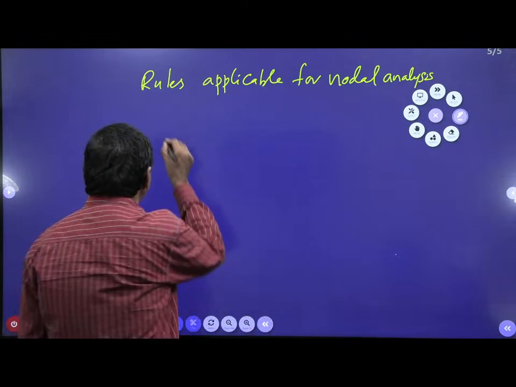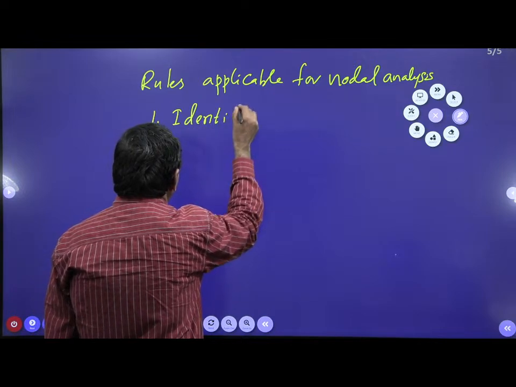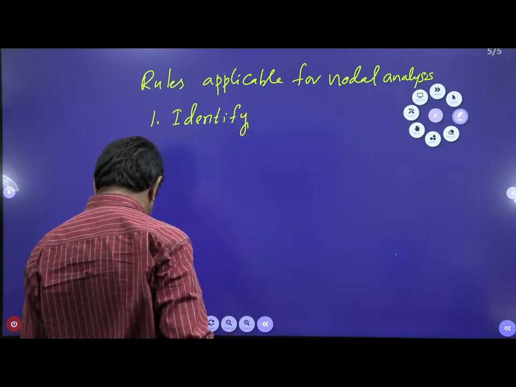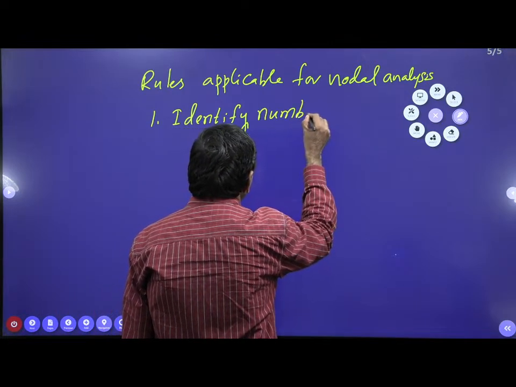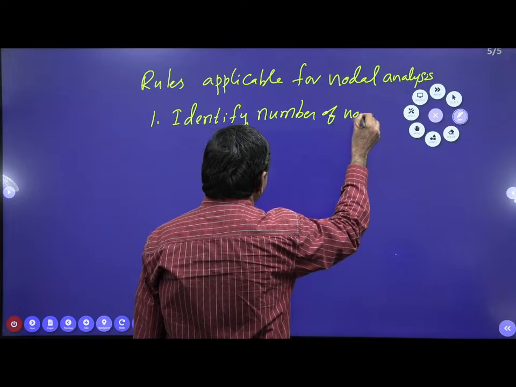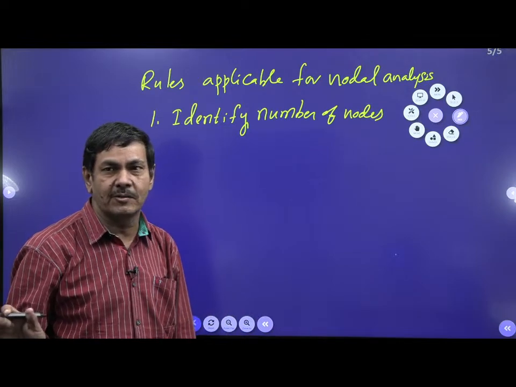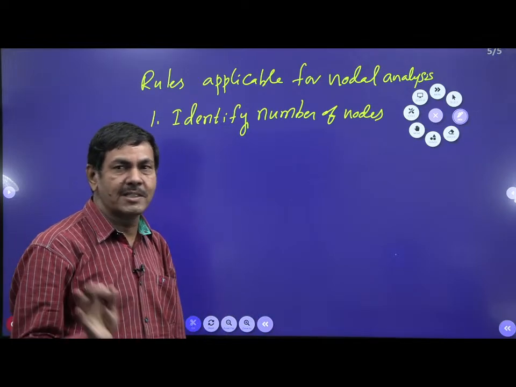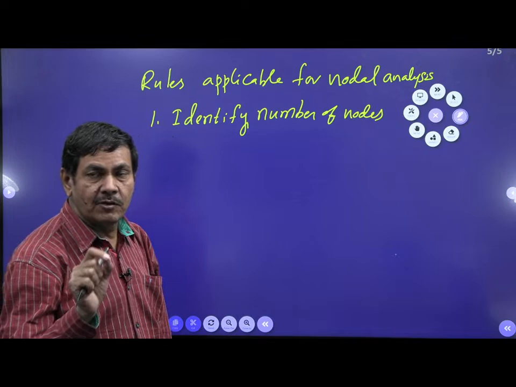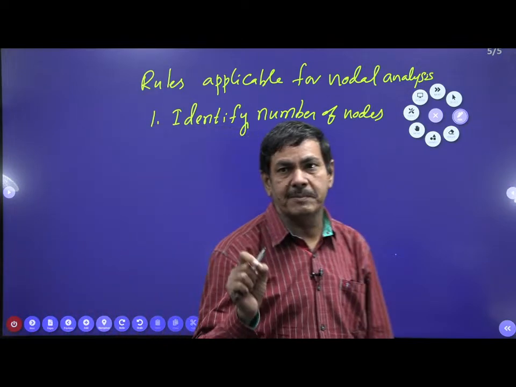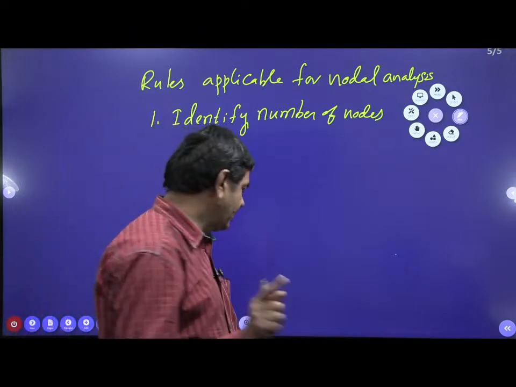So point number 1: identify the number of nodes. Generally, they will take principal nodes only. The number of nodes means the number of principal nodes, so don't bother about the simple nodes. One more point is very important: whenever you are finding the number of nodes, one node must be taken as a reference. Reference means that it must be grounded. That's the second point.